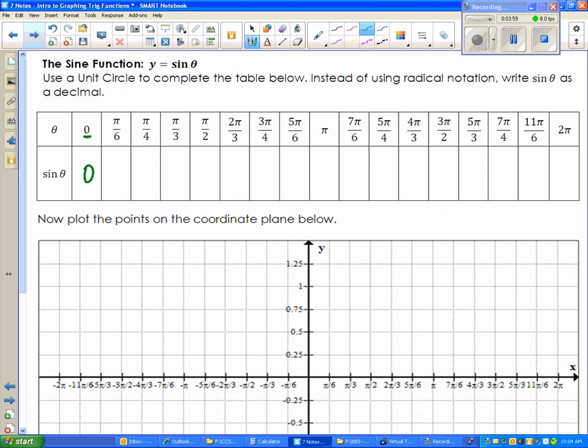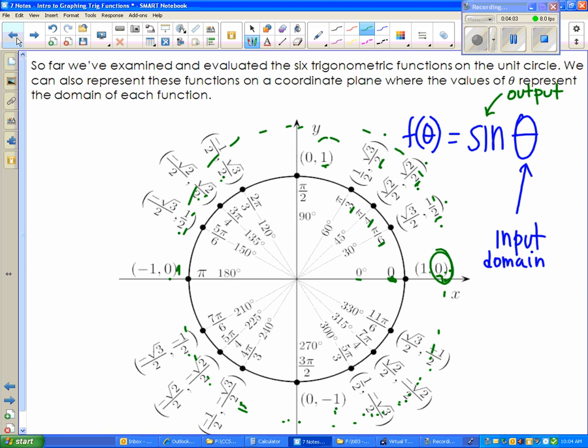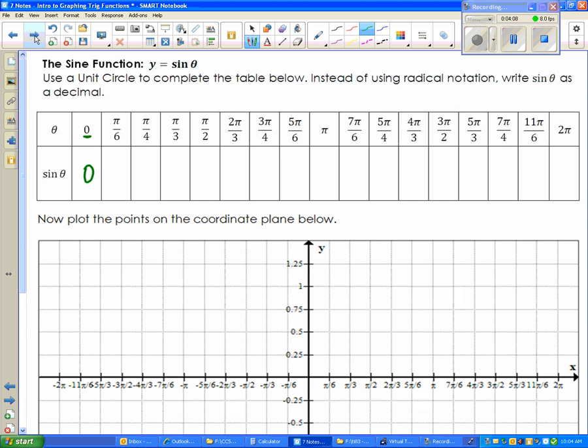And so I'm going to put that in my table. If I'm trying to evaluate pi over 6, if I go back to my unit circle, at pi over 6, the value of y is 1/2. And so what I'm going to recommend is that you write all of these values as decimals. Well, we know that 1/2 is just 0.5.